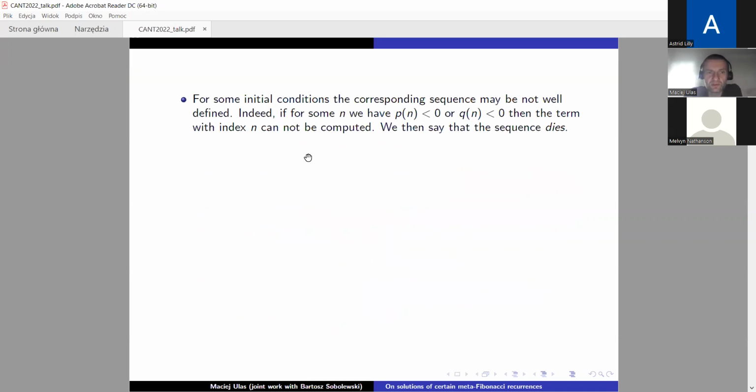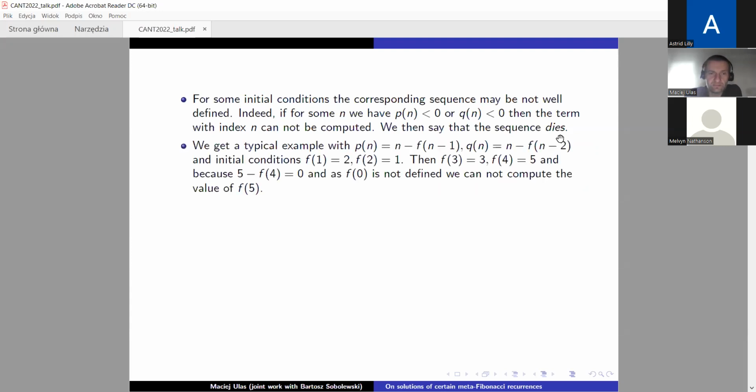And of course, for some initial conditions, the corresponding sequence may not be well defined. For example, if for some n we have Pn less than or equal to 0 or Qn less than 0, then the term with index n cannot be computed. And we say then that the sequence dies.